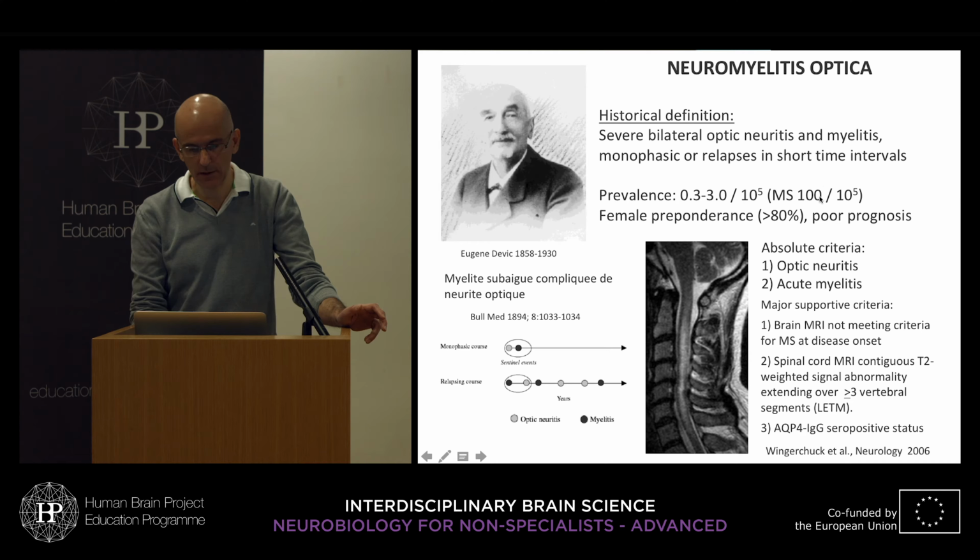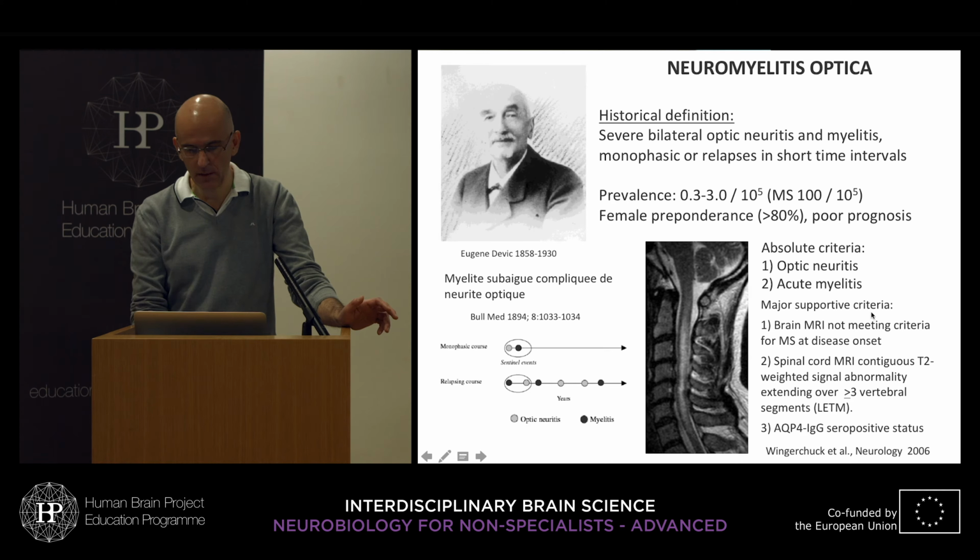It's a rare disorder compared to MS, so it affects about 1 in 100,000. If you remember, MS affects 100 in 100,000. It's a disease that mainly affects females, so more than 80% of affected patients are females, and it has, if not treated correctly, a poor prognosis.